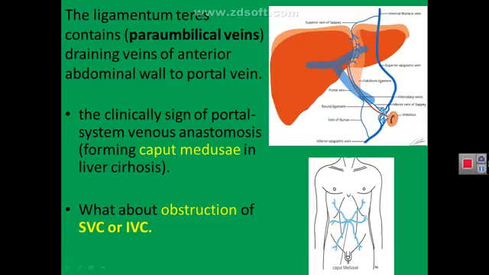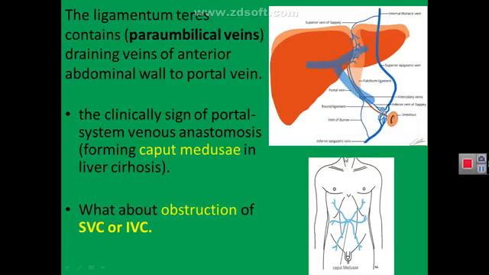So the paraumbilical veins are also draining the anterior abdominal wall veins. Paraumbilical veins run in the ligamentum teres at the lower border of the falciform ligament. Finally, these veins are connected with the portal vein and the hepatic venous drainage. What is the importance of that?